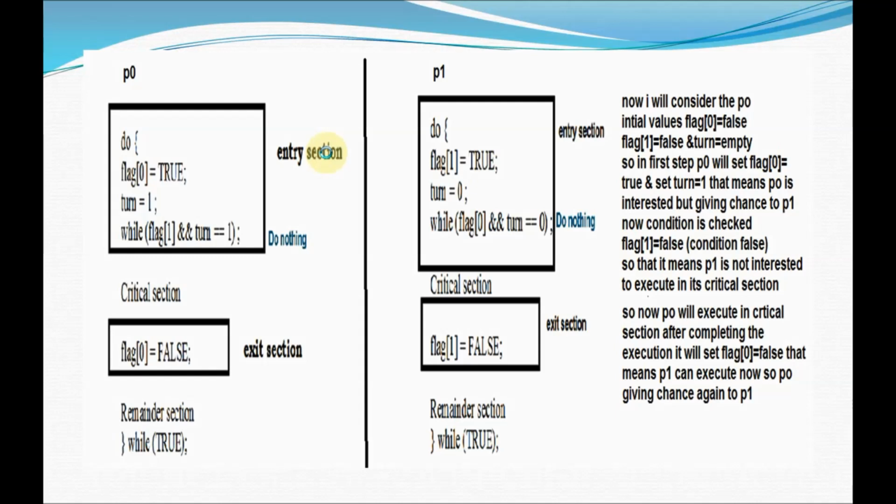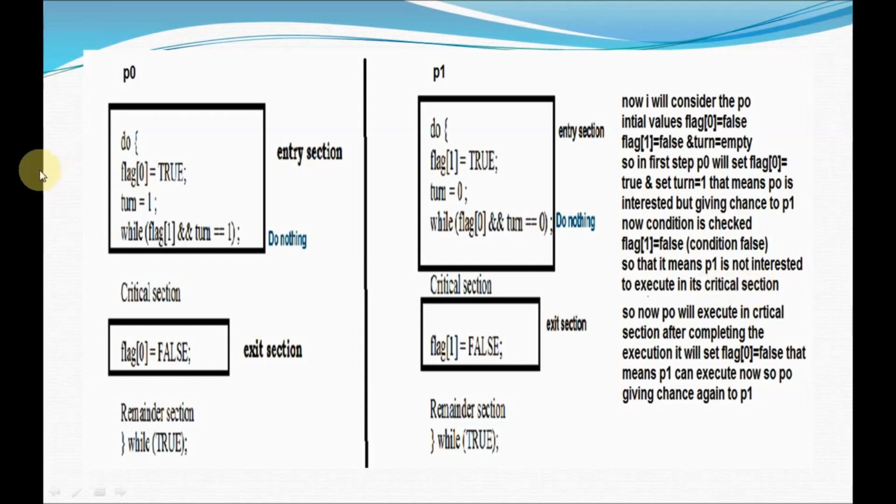Same thing, you know that. Now I will consider P0 with the same values. I don't want to waste time. Flag 0 is equal to false, flag 1 is equal to false, turn is equal to empty. First step, P0 will set flag 0 and ask P1 whether it is interested or not. P1's condition is checked, and obviously it will be false. That means P1 is not interested in executing its critical section.